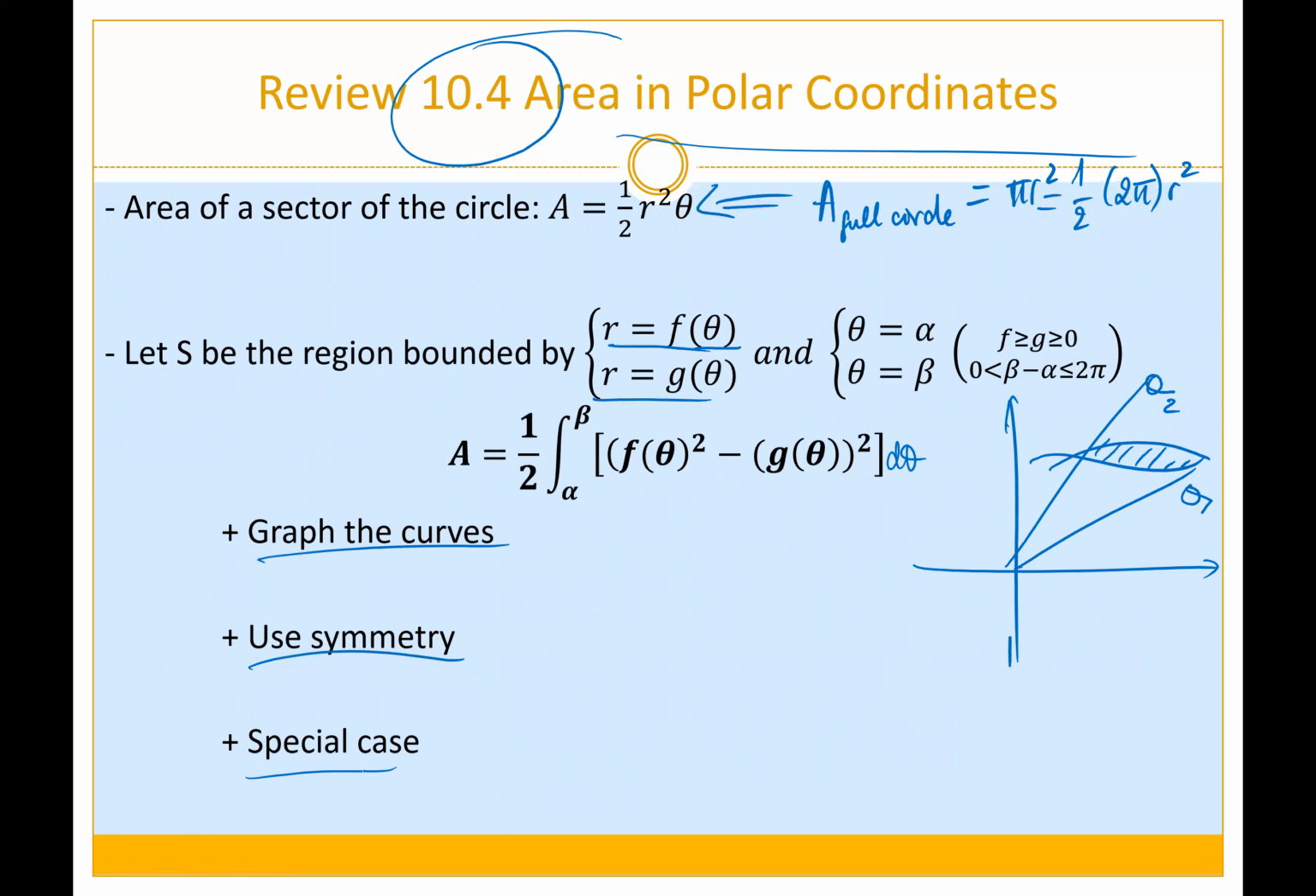Or you can use symmetry. Say if you know f theta is even, you can either cancel it out, or you can simplify your calculations. That can also be done. This symmetry can easily be used by graphing the curve as well.